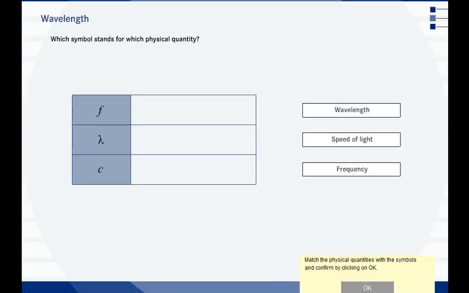Which symbol stands for which physical dimension? Match the dimensions with the symbols and then confirm with OK.